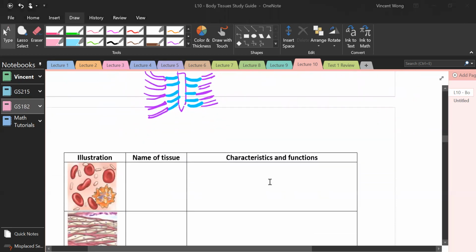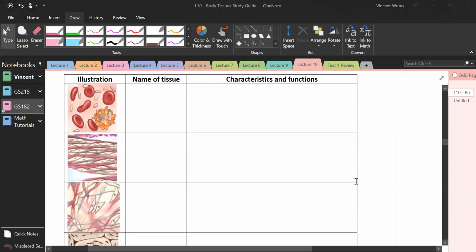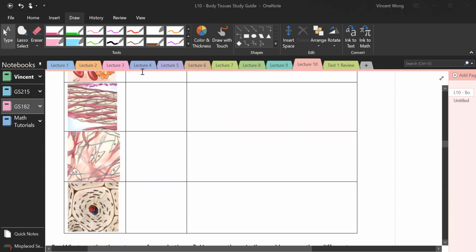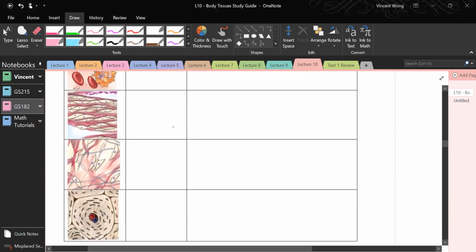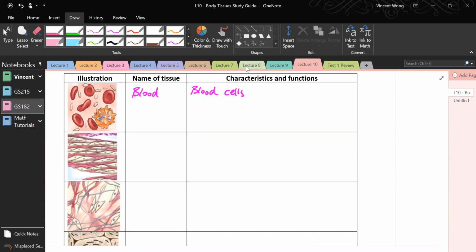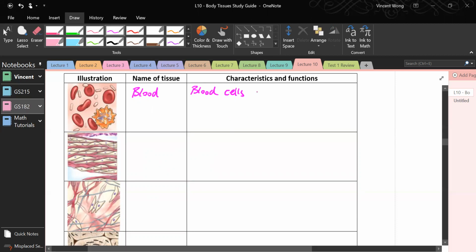Next, this is also easy to recognize. We got the blood here. Blood is a type of connective tissue. And characteristics and functions, you know, blood cells, they float, floating in plasma.